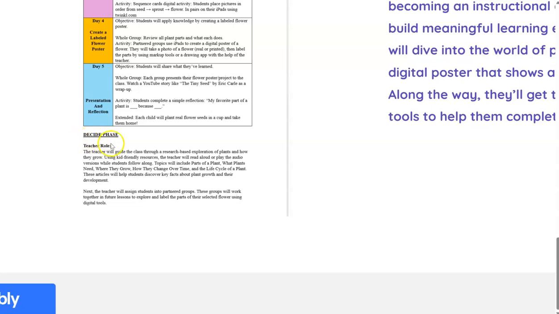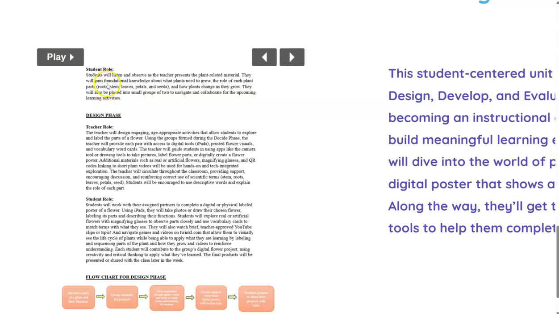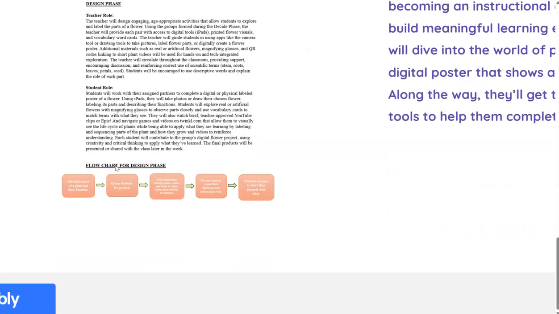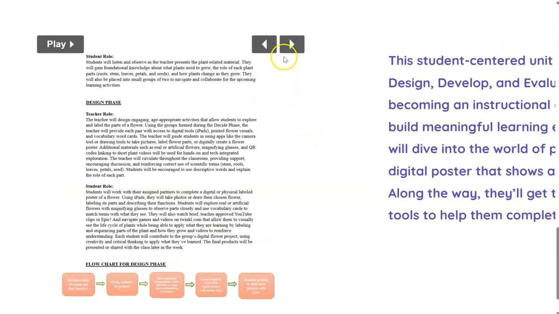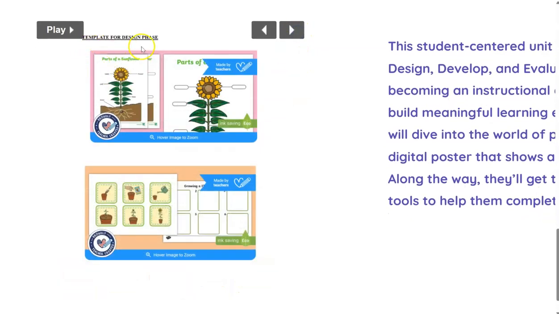Then I have covered the decide phase, and I touched on both the teacher role and the student role. After the decide phase, I went on to the design phase, which also covers what the teacher role and the student role would be for that phase. Here's a flowchart for the design phase to give you an idea of how things will align, and then 2 of the templates that we would be using for the design phase.